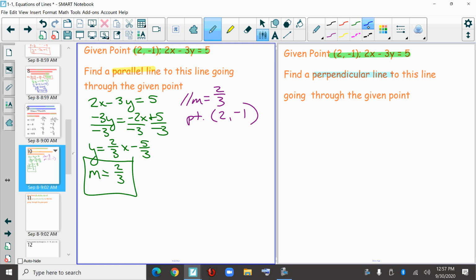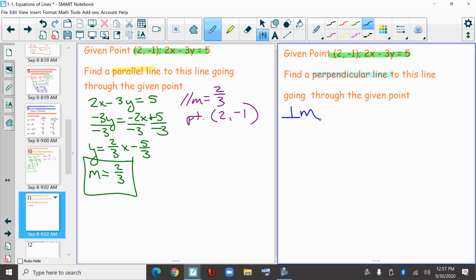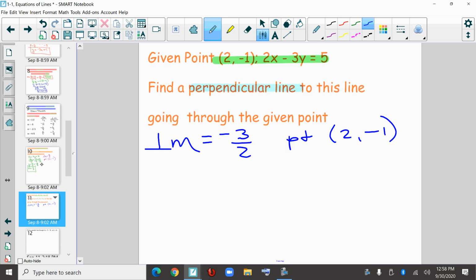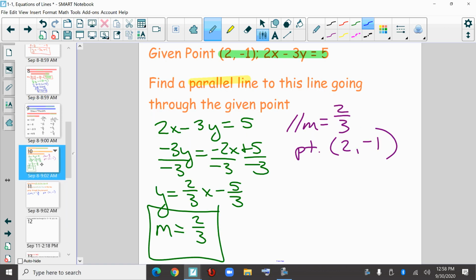Perpendicular line. Well, if my parallel slope is 2/3, what is my perpendicular slope? Well, my perpendicular slope is going to be the opposite of positive, which makes that negative, and the reciprocal of 2/3 makes that 3/2. And we're still going to use the same point, which is (2, -1). So, now that we have all that information, let's go ahead and actually find the equation.